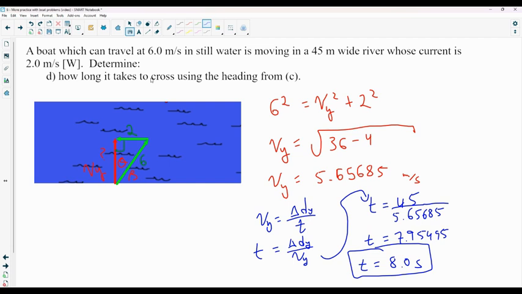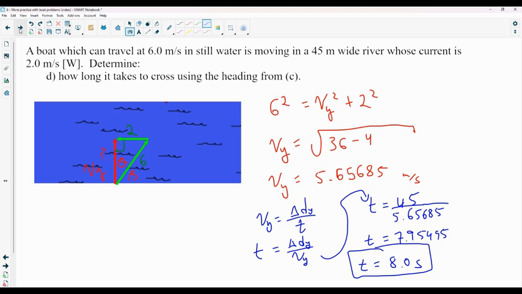A little bit slower. Previously it was 7.5, but we're no longer aiming or heading right across the river. We're aiming upstream a little bit, so our component that's pointing across the river is not as big. So it's going to take us a little bit longer.